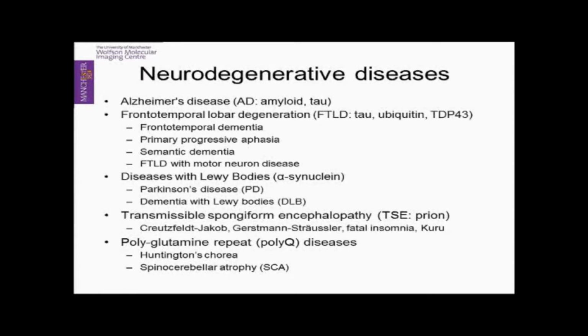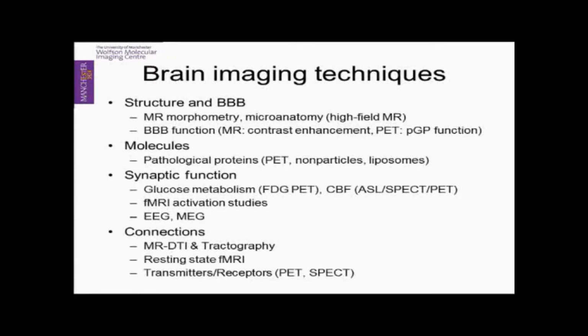Then we have the diseases with Lewy bodies, most prominent amongst them Parkinson's disease, but also dementia with Lewy bodies. And then there are diseases that depend on prions, where proteins are the templates for developing the diseases rather than genetic and other reasons. And then there is the group of polyglutamine repeat diseases, Huntington's chorea being the most prominent, which probably also share a common mechanism. Obviously, as said, I will only be able to address a few examples, but I will try to illustrate the principles.